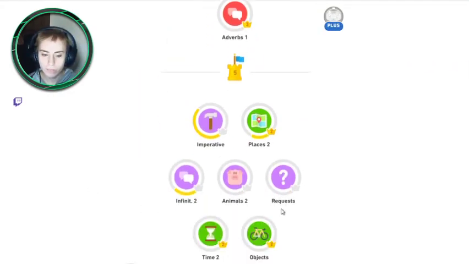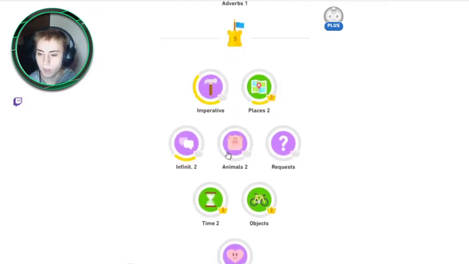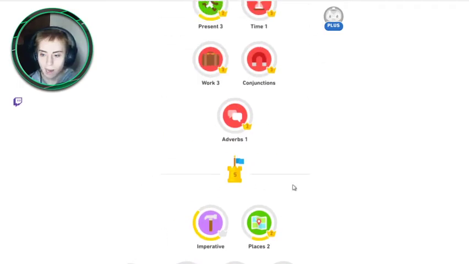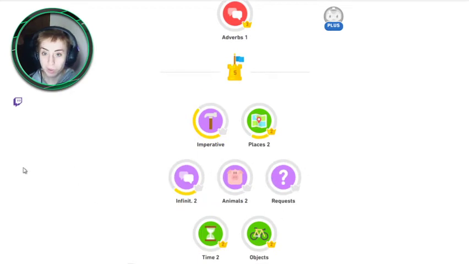Alright, infinitives. Wow, we still have a lot of time left. Yeah, we can jump into animals and a couple of these other ones. I'd go back and do all these, but I don't want to give a lesson over and over and over again on the same sentences.